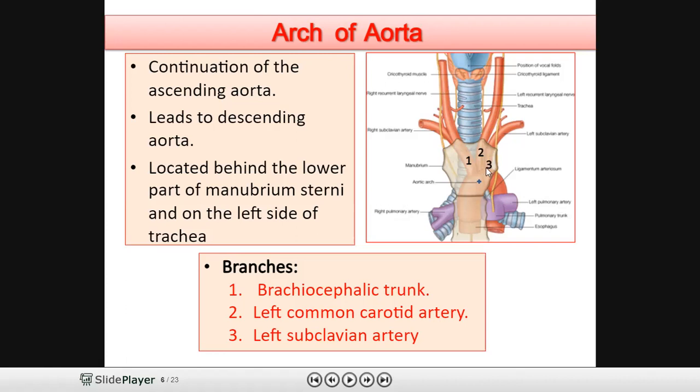And then on the left side, it gives off the left common carotid artery, and the left subclavian artery. Later, this brachiocephalic trunk will split to right subclavian artery and the right common carotid artery. Good. So 3 branches of aortic arch: brachiocephalic trunk on the right, left common carotid artery on the left, and left subclavian artery on the left.